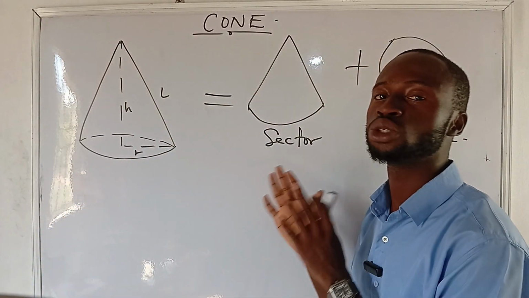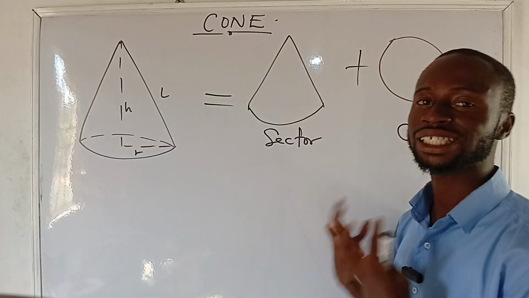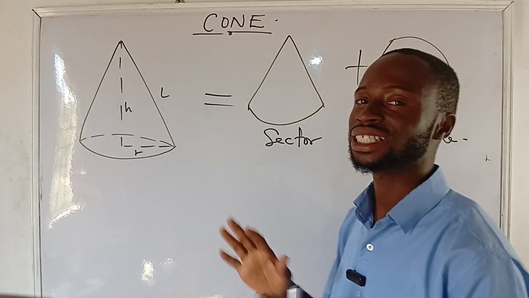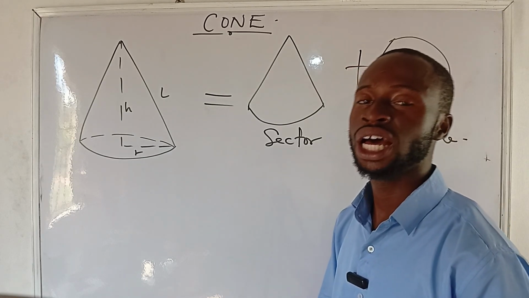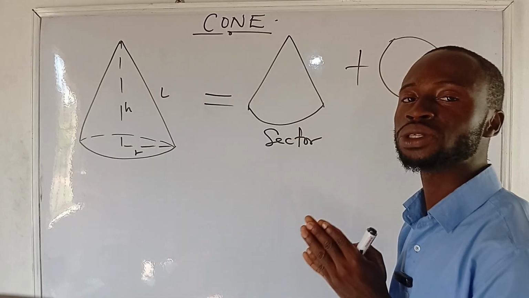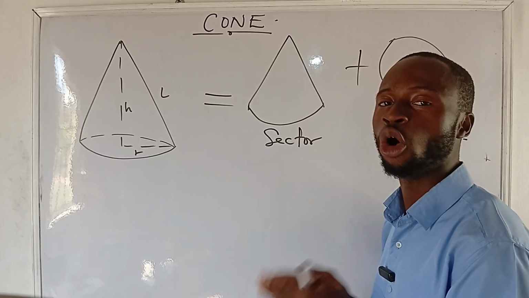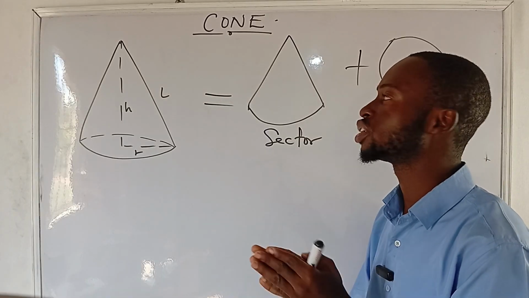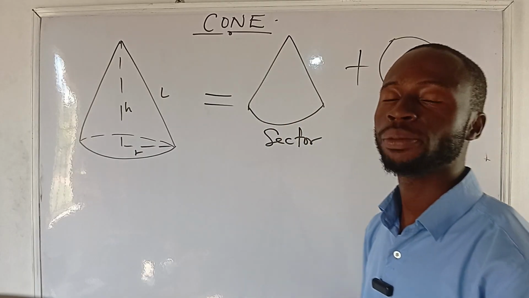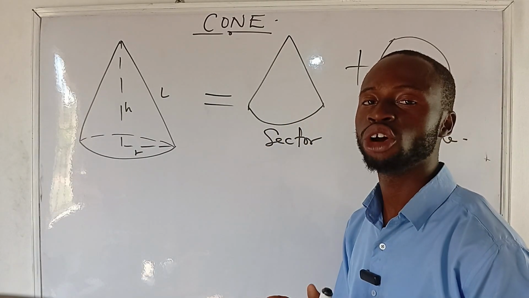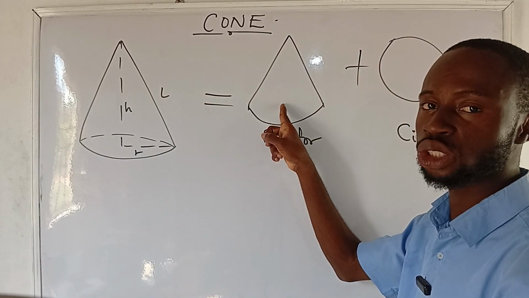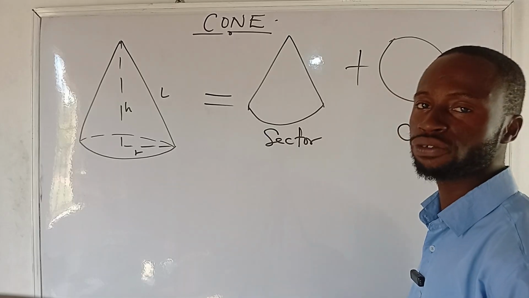Now, the main reason why we need to know that first is because understanding the shapes that came together to form this cone will make us understand how to find the curved surface area and the total surface area. Let's go to that quickly. When we talk about the curved surface area of a cone, we are basically talking about only the sector. When we talk about the total surface area of a cone, we are talking about both the area of the sector and the area of the circle.